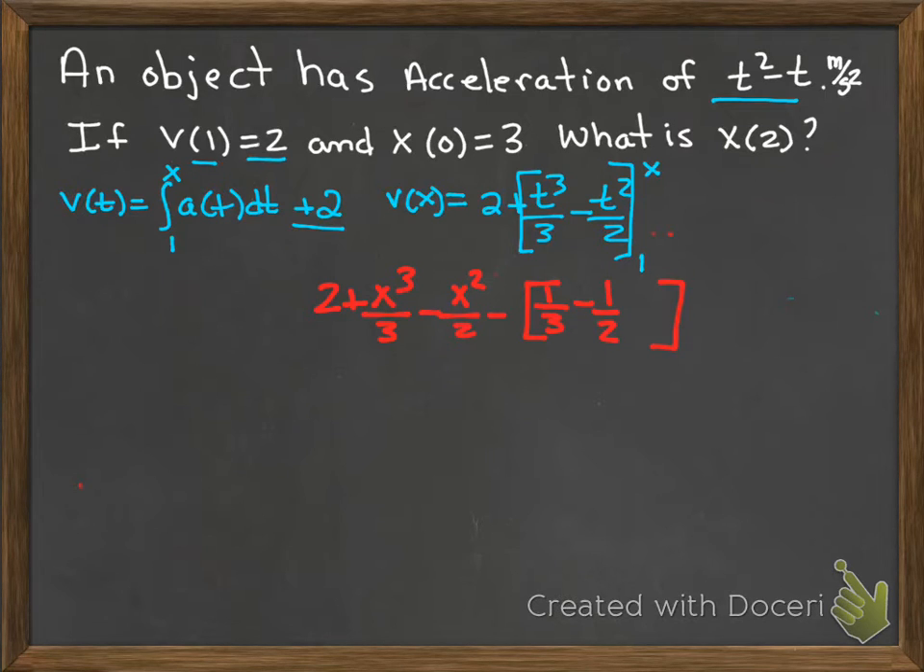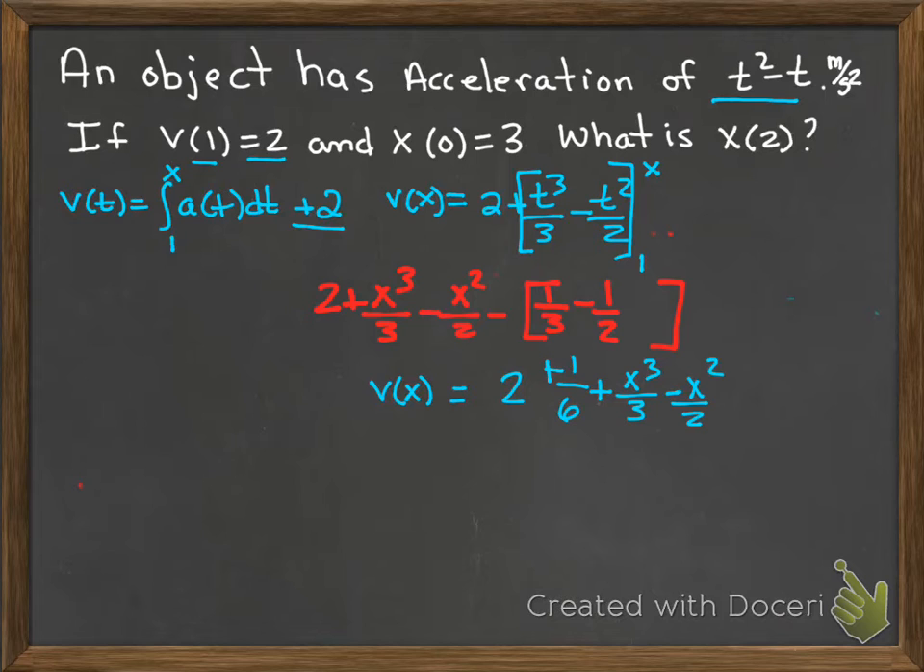Well, 1/3 minus 1/2 will be a negative 1/6, and because I'm subtracting a negative, that's going to be plus. So we really have 2 plus 1/6 plus x cubed over 3 minus x squared over 2. That's my velocity at any time x.